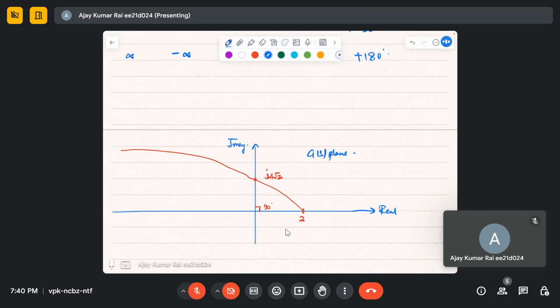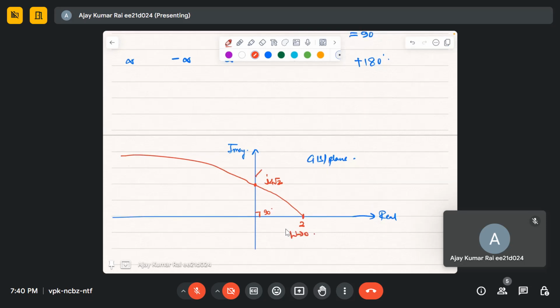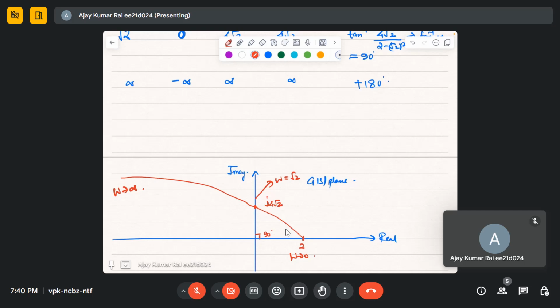Okay. So let me mark the frequencies. This is at omega equal to 0. This is at omega equal to 2, sorry, 2 root 2. And this is at omega tending to infinity. Okay. So this is the Nyquist plot. This is not the exact plot.